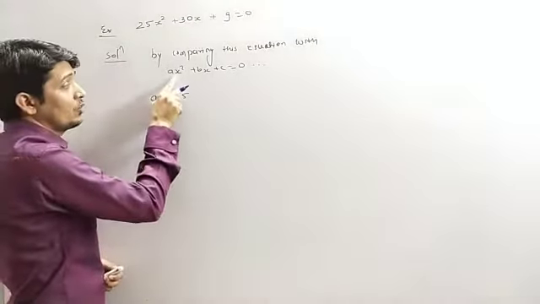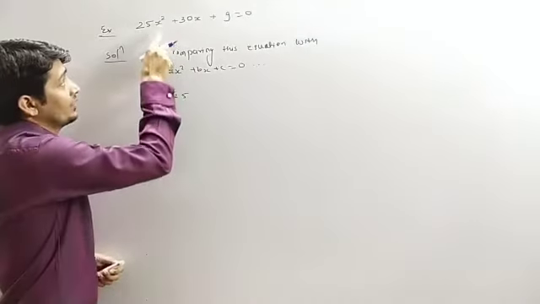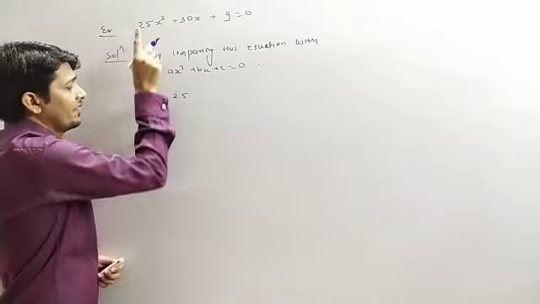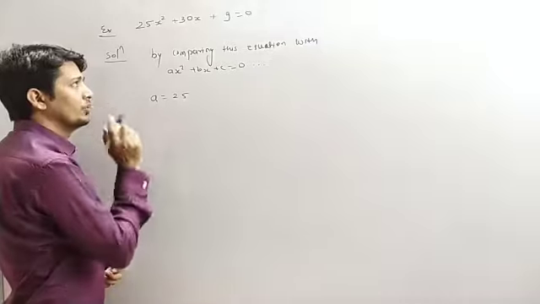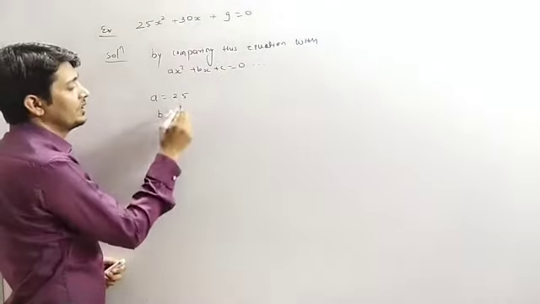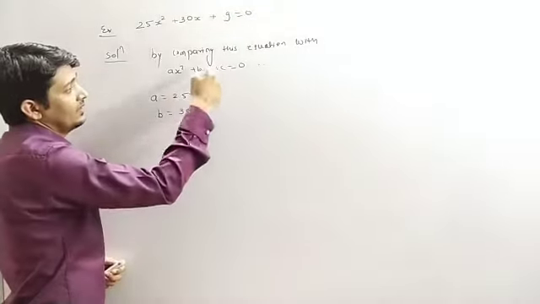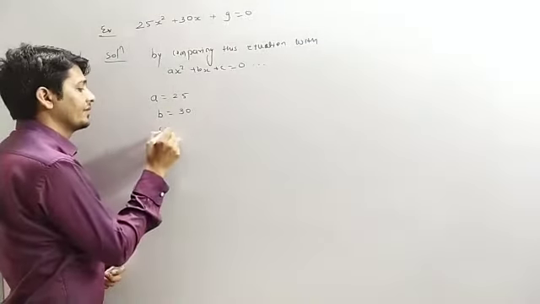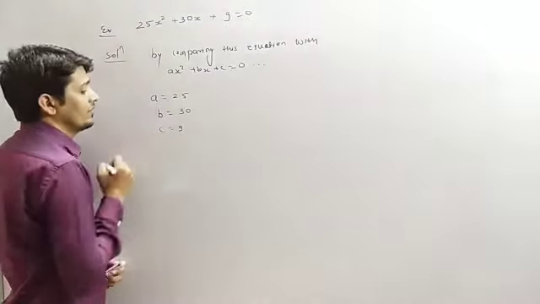What is a? It is the coefficient of x square. So here x square has coefficient 25. That means a equals 25. Then b equals 30, and c equals 9.